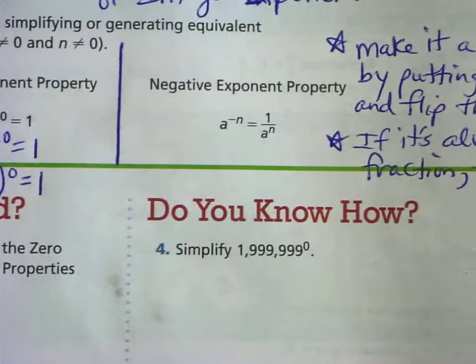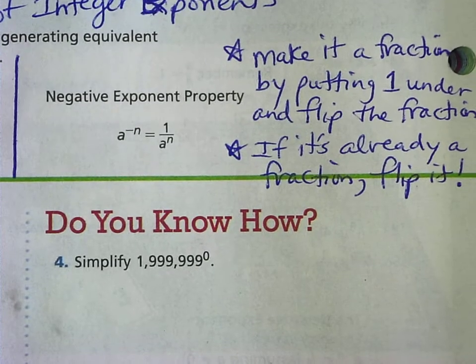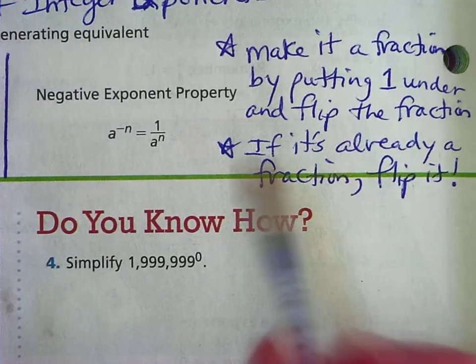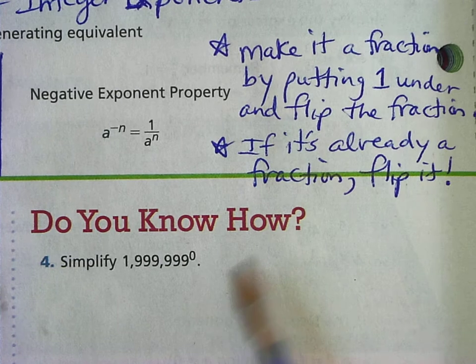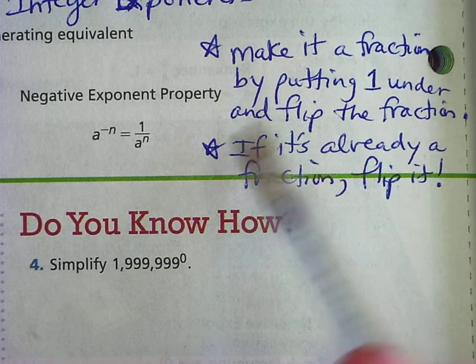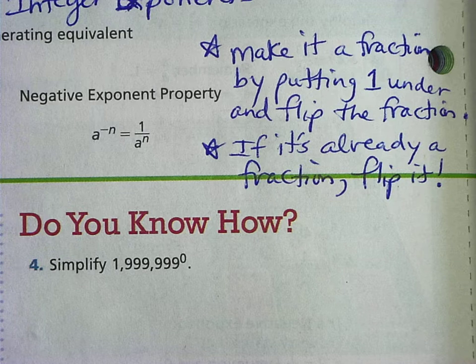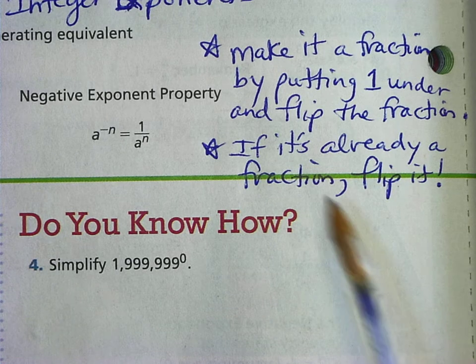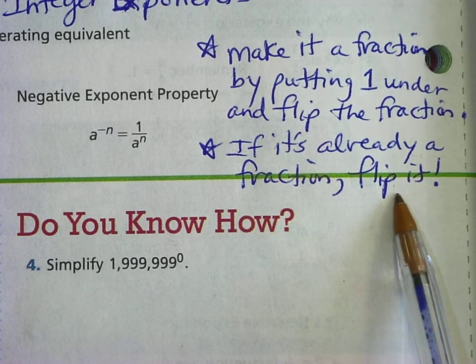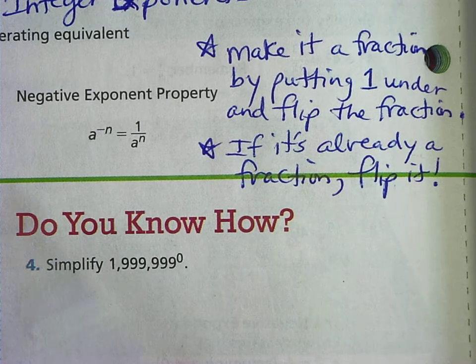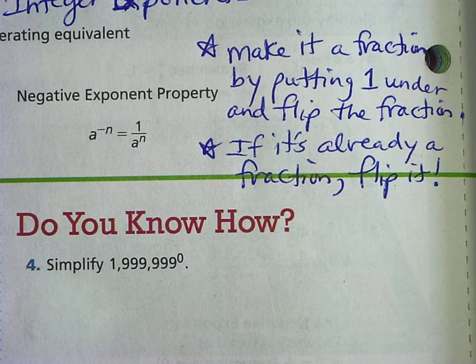The other property that we're going to learn is a negative exponent property. When you have a number to a negative exponent, you're going to make it a fraction by putting a 1 underneath it, and then you're going to flip that fraction. That gets rid of the negative on your exponent. So if it's already a fraction, just flip it the other way, and it'll get rid of the negative on your exponent.